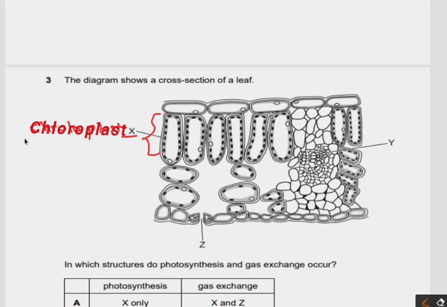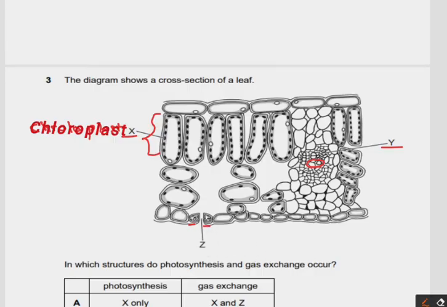Alright, so the chloroplast is where the process of photosynthesis takes place. Then when it comes to this Y here, Y represents the vascular system, the transportation in plants. So here is where you are going to find the xylem and the phloem, the transportation system. Then for Z, that is where the gaseous exchange takes place. So here we are going to have the guard cells. This one here and this one here, these two, are guard cells. That is where the gaseous exchange takes place.